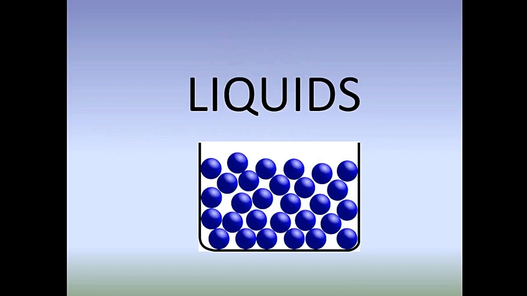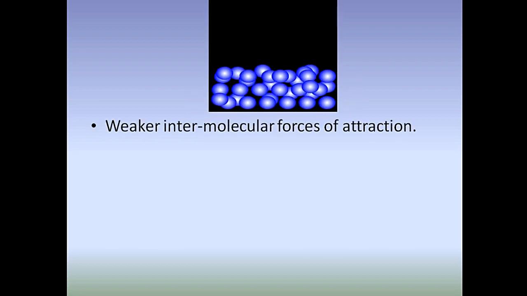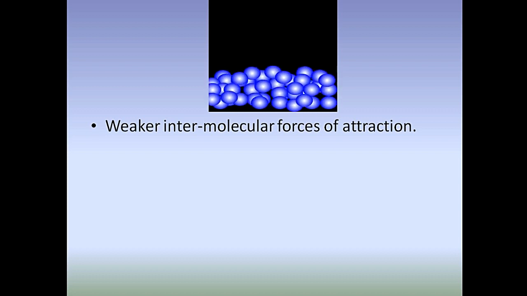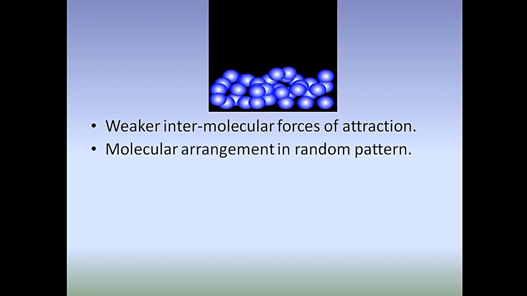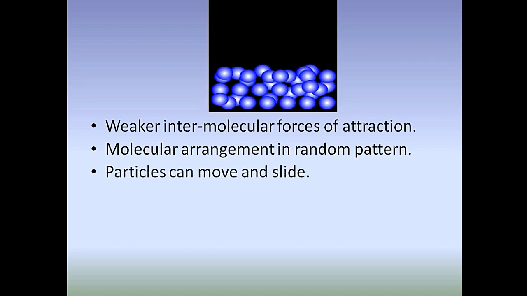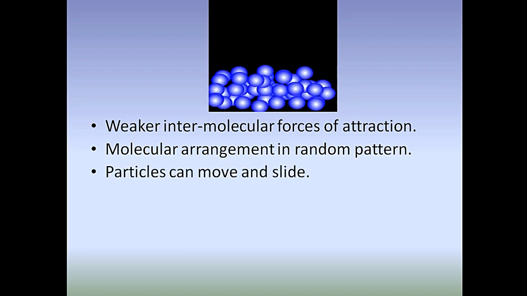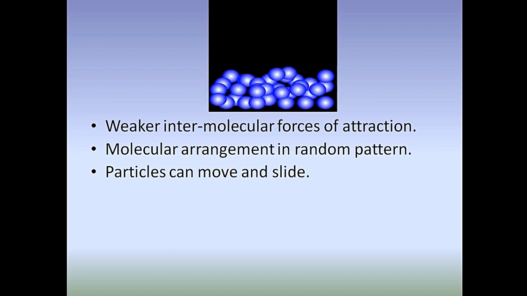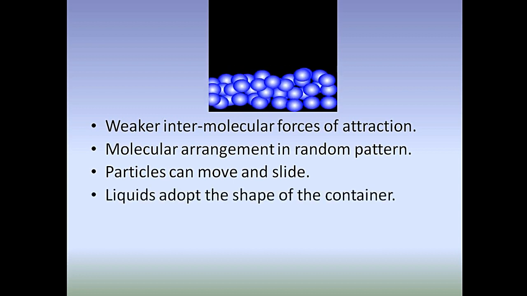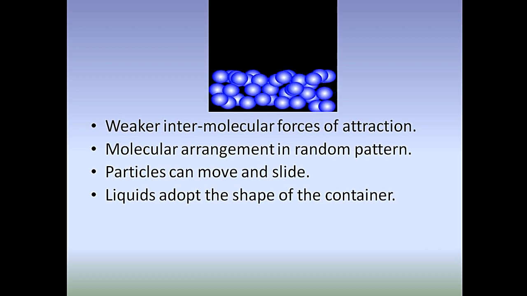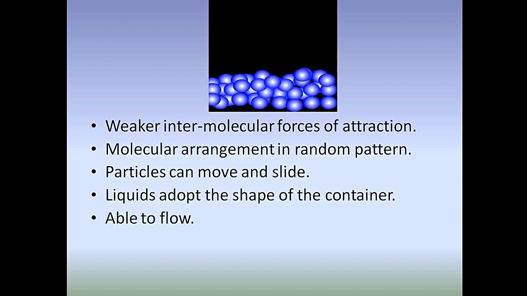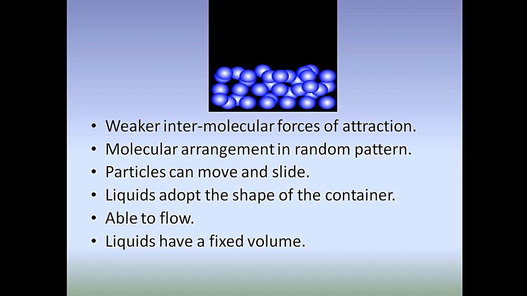Next, the properties of liquids. Liquids have weaker intermolecular forces of attraction than solids. On account of that, the molecular arrangement is random. Because of weaker intermolecular forces of attraction, particles can move and slide over each other. Due to this property, liquid can adopt the shape of any container and also liquids are able to flow. Liquids have fixed volume but don't have fixed shape.